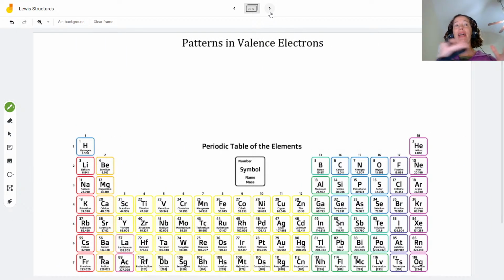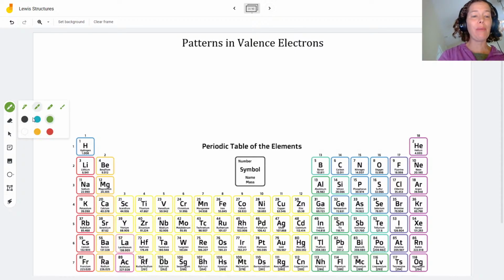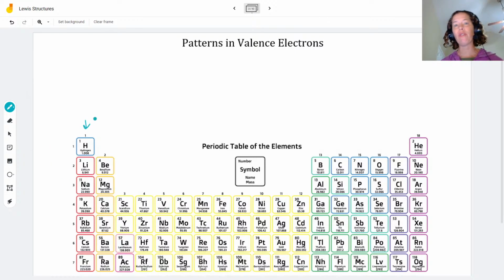Now that we know what valence electrons are, there are patterns of valence electrons in the periodic table. So you don't have to always write out the electron configuration, although you always can. Let's find some patterns so that we can predict valence electrons a little bit faster and a little bit easier. So for example, let's maybe work down the first group. And so at this point, we're just going to identify valence electrons.